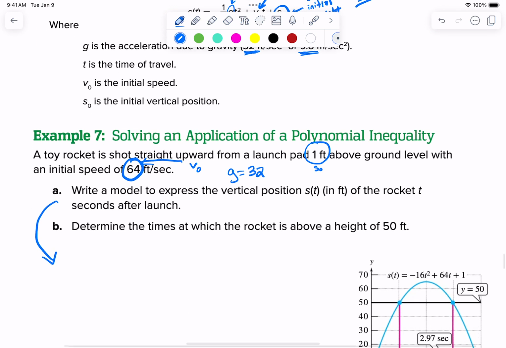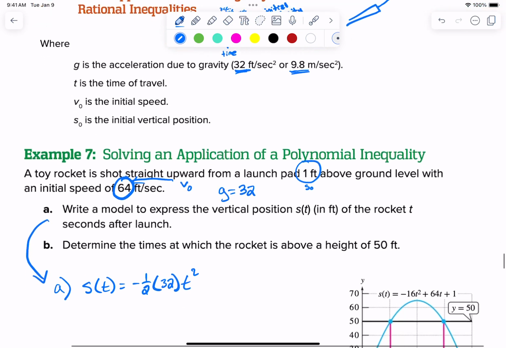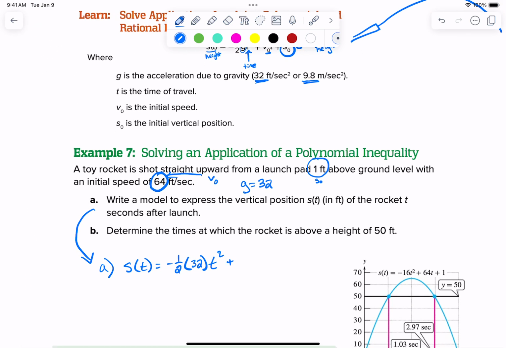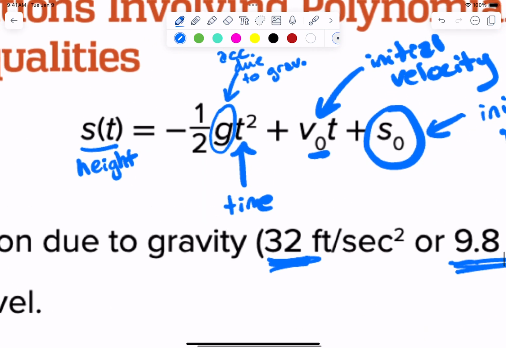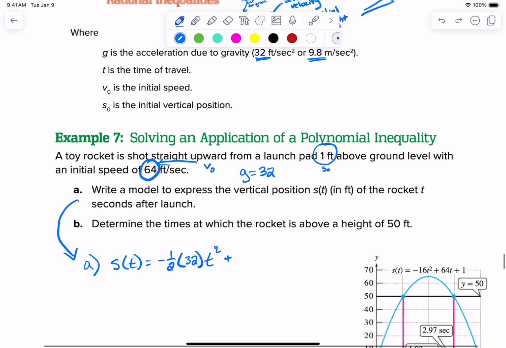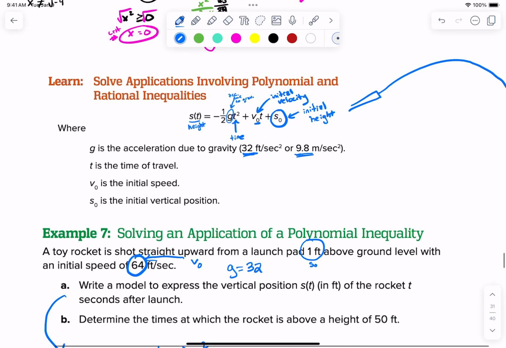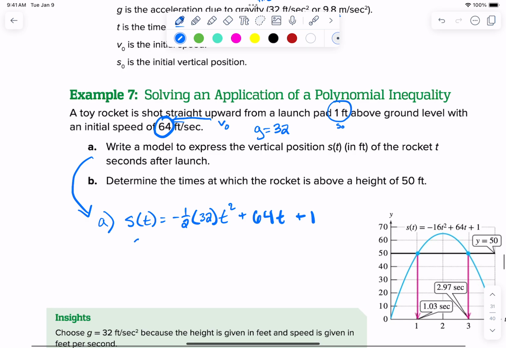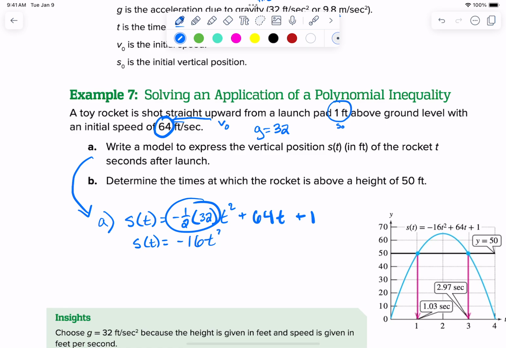Writing a model to represent this, I'm just filling in the blanks, right? S of T is equal to negative 1/2 times G, which we said was 32, T squared. Plus, well, we haven't got there yet. That's part of the equation, it goes on the end. Height. V naught was 64, so plus 64T, and then plus my initial height, which was 1. So that's plugging everything in for the equation. I'm going to write it better. S of T equals negative 1/2 times 32, which is negative 16T squared plus 64T plus 1. There we go.